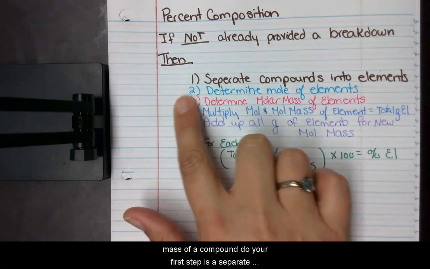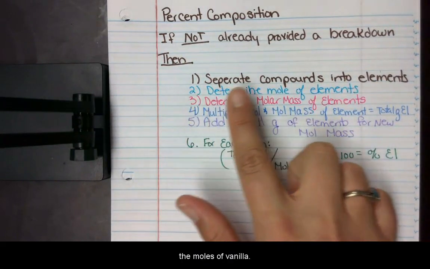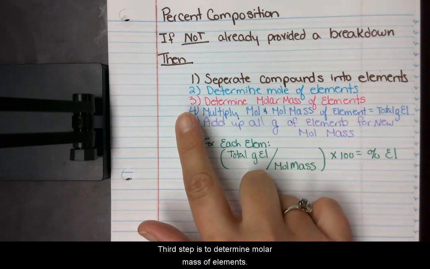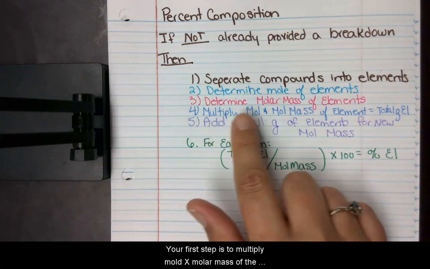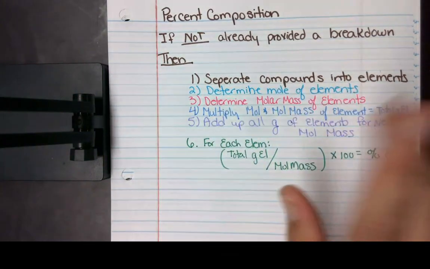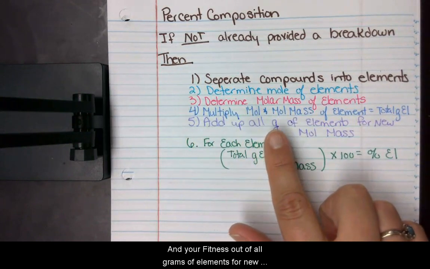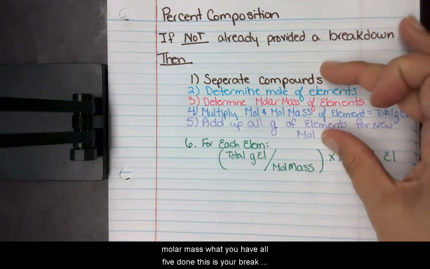So your first step is to separate compounds into elements. Your second step is to determine the moles of an element. Your third step is to determine the molar mass of elements. Your fourth step is to multiply moles times molar mass of the element to get your total grams of that element. And your fifth is to add up all grams of elements for the new molar mass. Once you have all 5 done, this is your breakdown.